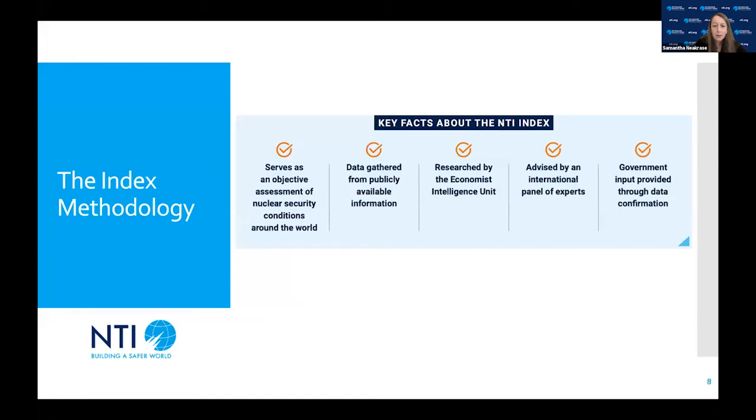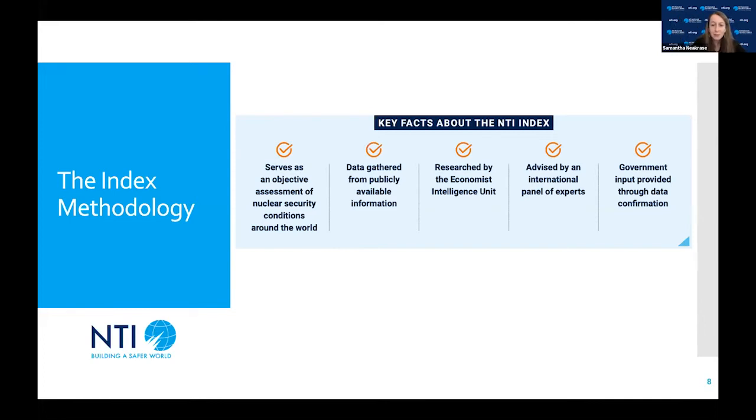Just a quick fact about how we do this. This is supposed to be an objective assessment. So we work with an organization called the Economist Intelligence Unit, renowned researchers around the world, and they gather all the data. They look only at public information, and only at a national level. They're not going to facilities and gathering information about what is happening at facilities. They're looking at laws and regulations and actions that countries are taking that are public and visible.